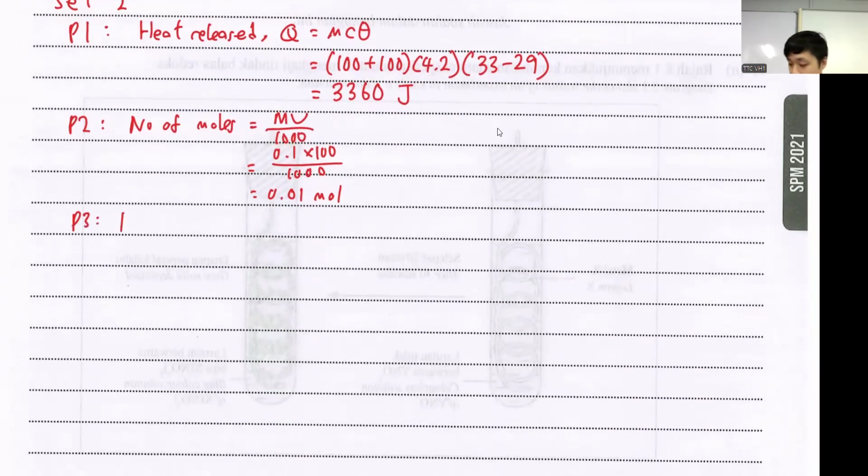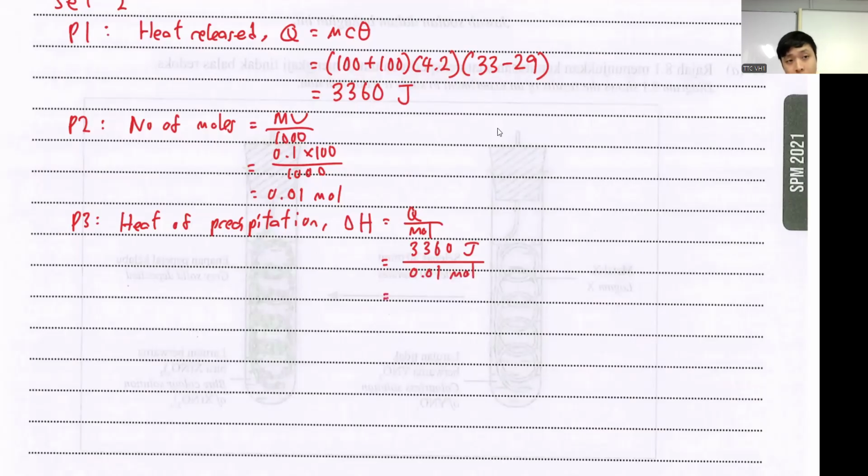Third, find the heat of precipitation. Delta H is Q divided by mole. Q is 3360 joule, mole is 0.01. You will get negative, don't forget, delta H is negative: negative 336,000 joule per mole. Negative because, as I told you, you have to show the symbol for heat released for exothermic. Then you have to convert to kilo, so it becomes negative 336 kilojoule per mole. Got 3 marks. Quite easy actually.